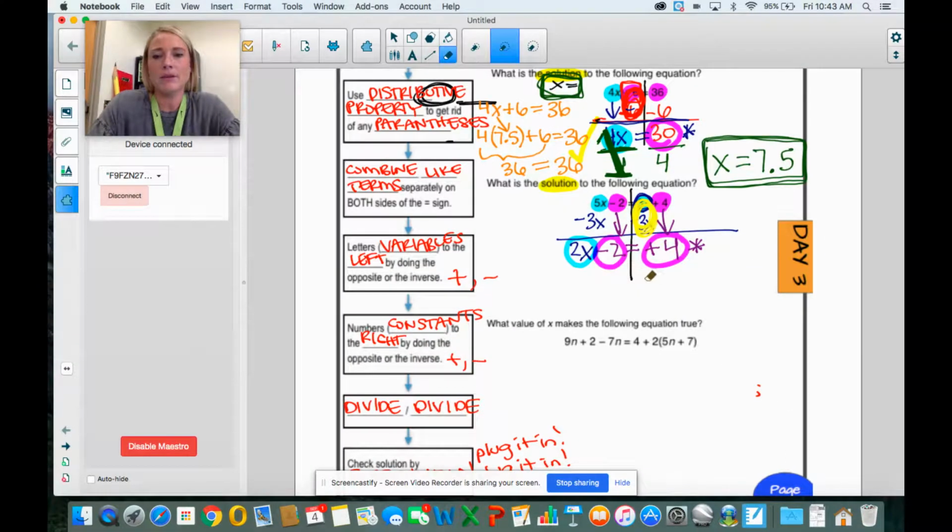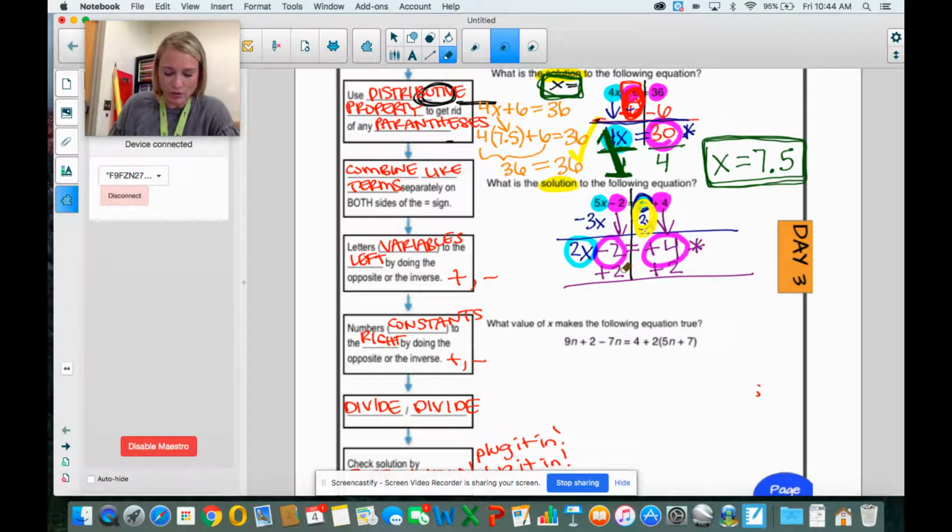Okay, so we went letters to the left. Now we're going to do numbers to the right. I want to move this -2 to the other side of the equal sign. If it's a -2, I have to do the opposite, always. So the opposite would be +2. Whatever I do on one side, I have to do on the other.